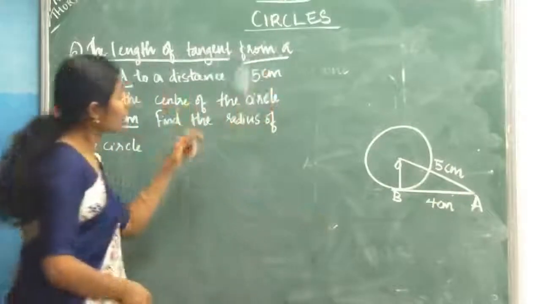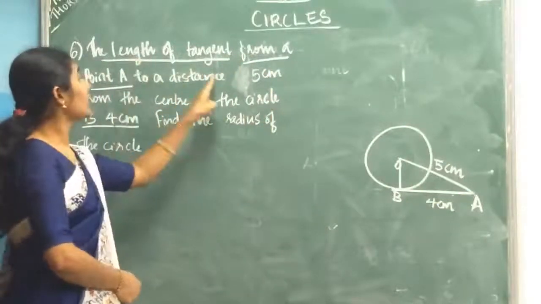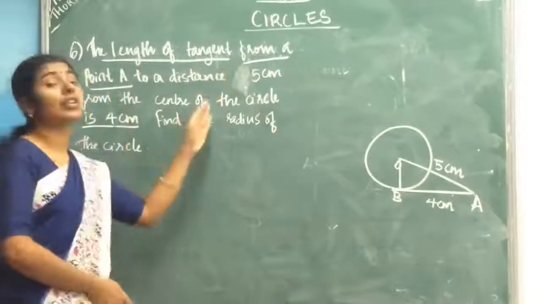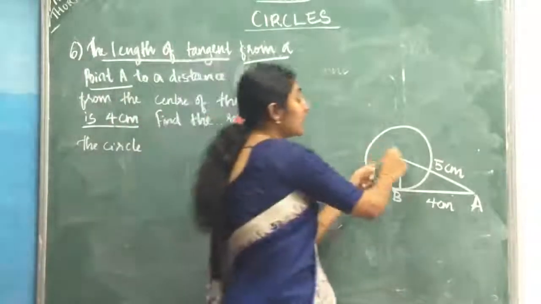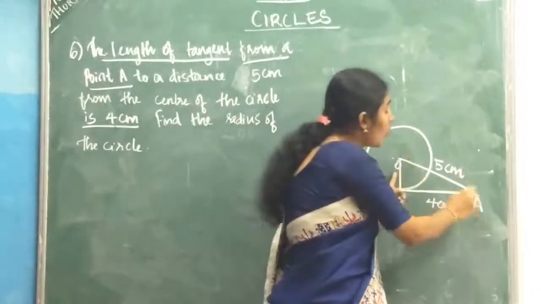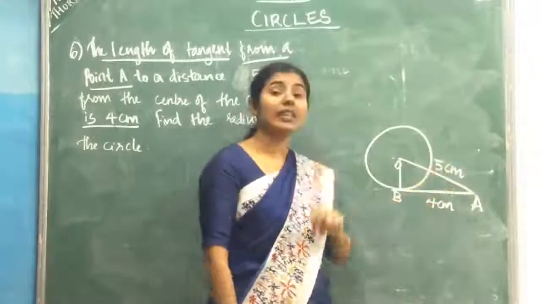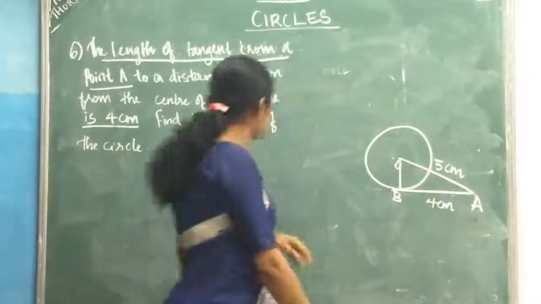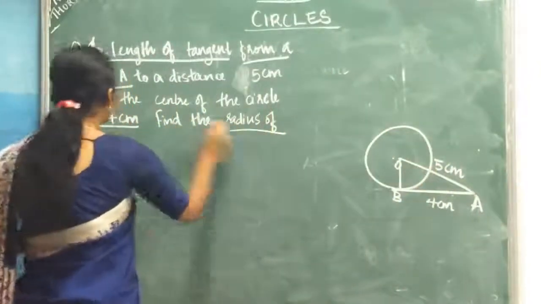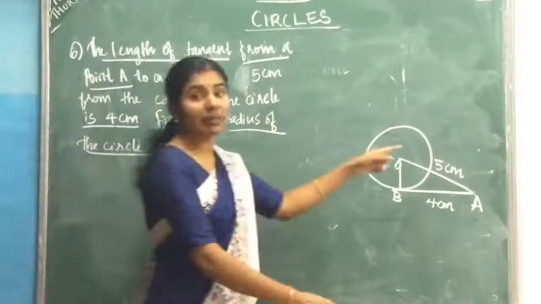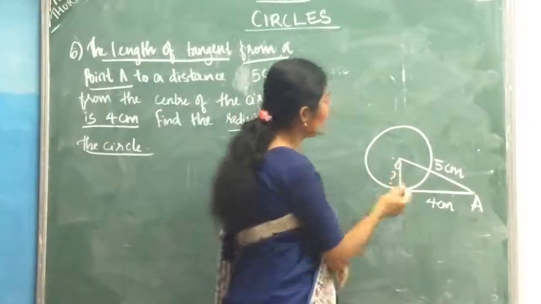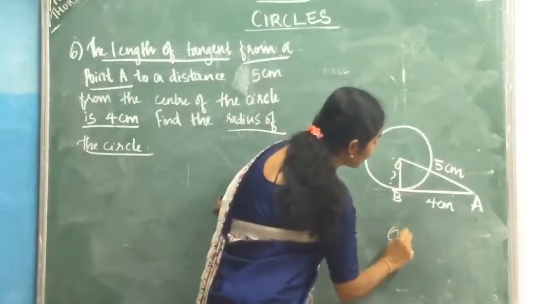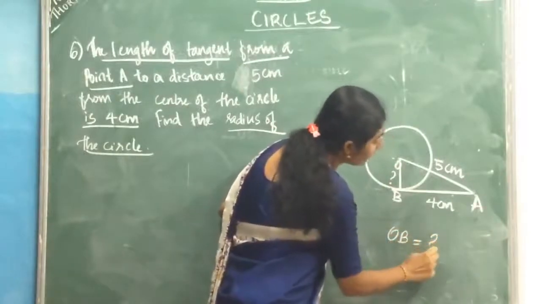Again you read the question. From a point A, at a distance 5 centimeter from the center of the circle. So from the center of the circle, the distance is 5 centimeter. What do you want to find? You want to find the radius of the circle. From this given figure, which is the radius? OB is the radius. Now how to find that?